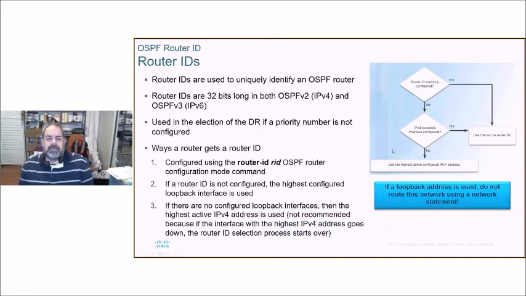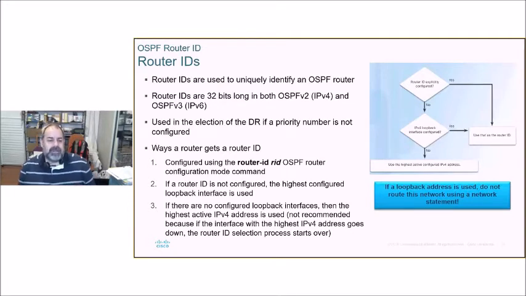Okay, so router IDs are used to uniquely identify an OSPF router. Router IDs are 32 bits long, like an IP address, in both version 2 and version 3. So you actually need to use an IPv4 address as a router ID, even though it's IPv6. They are used in the election of a DR if a priority number is not configured. You can actually set a priority, on a per interface basis, and that is the preferred way of deciding who is going to be DR and BDR.